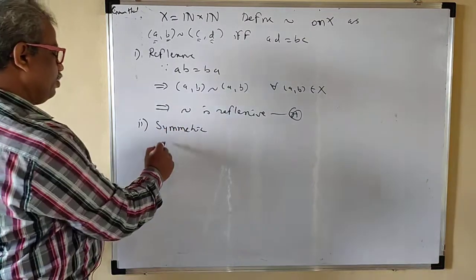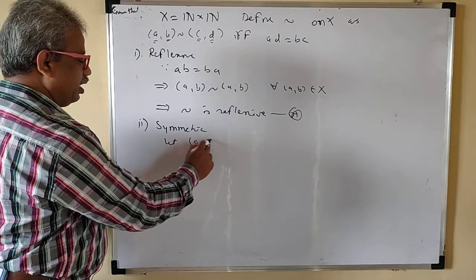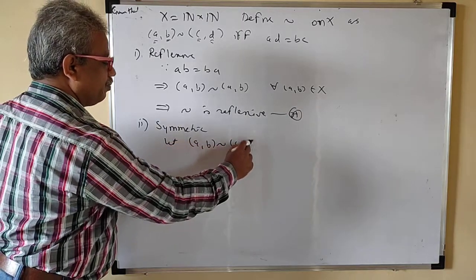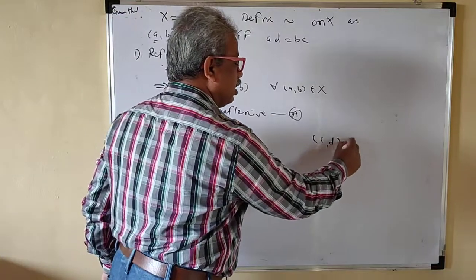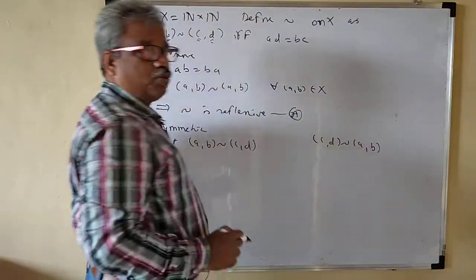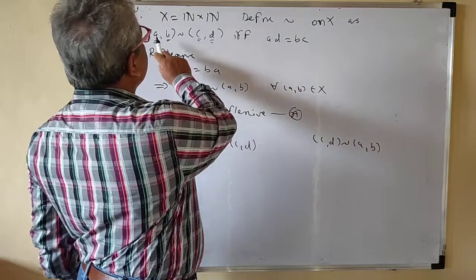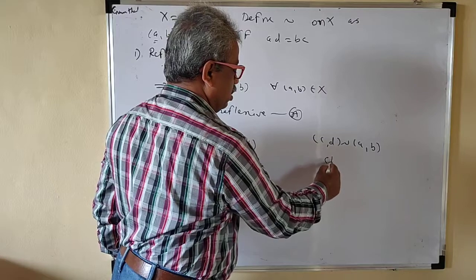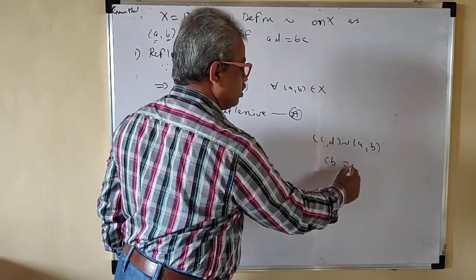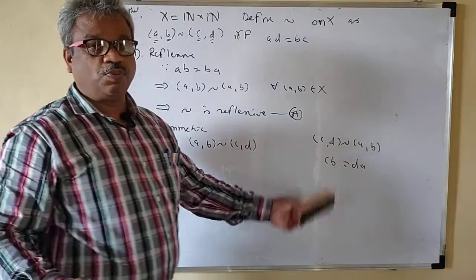Okay. So let AB be related to CD. What do we want to prove? We want to prove that CD is related to AB. That means, see, AB is related to CD means AD is equal to CB. Then second and first, this is DA. This we want to prove.